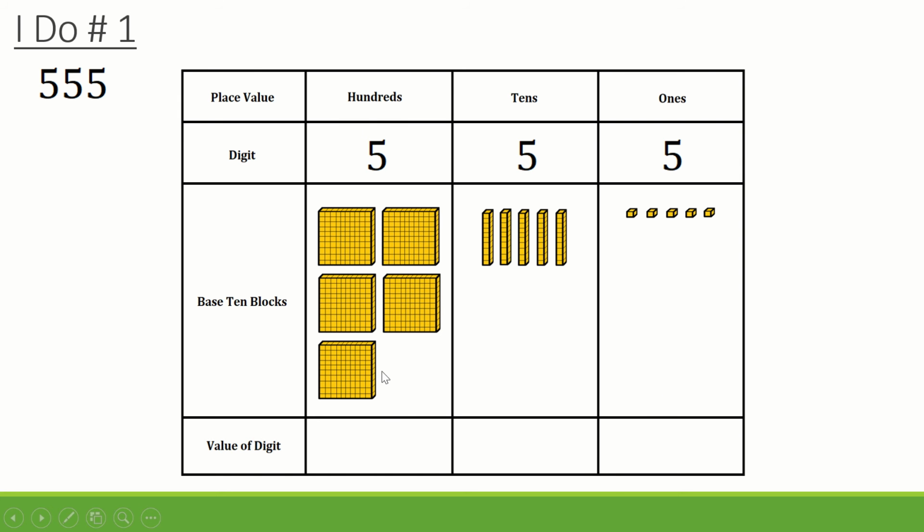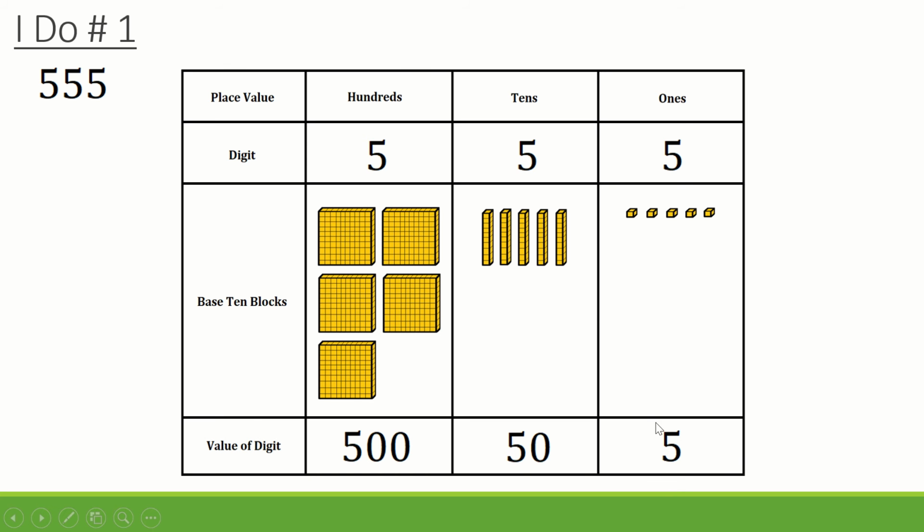For our value of the digit, we have 5 flats, which we know each flat has a value of 100. So if I have 5 of those hundreds, that means that this digit has a value of 500. And this digit, which is in the tens place, can be represented using 5 rods, and each rod has a value of 10. So if I have 5 groups of 10, I have a value of 50. And then here I have 5 in the ones column, which is represented with 5 units. And those 5 units have a value of 5.